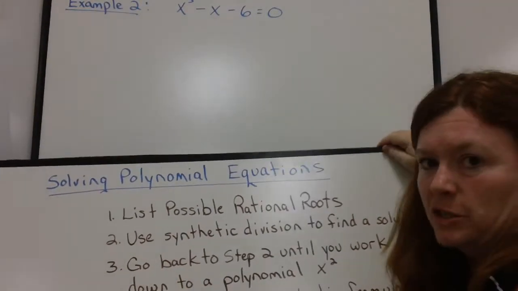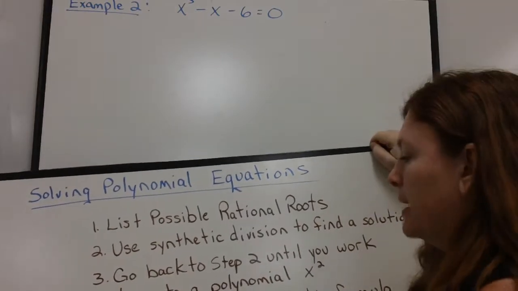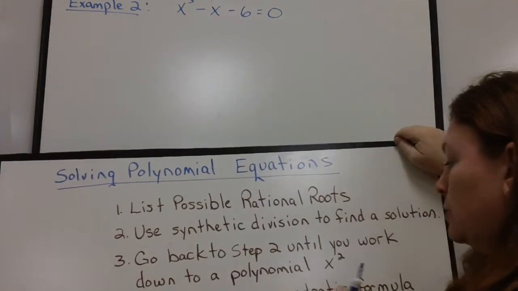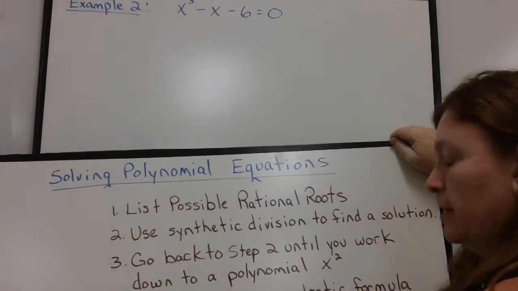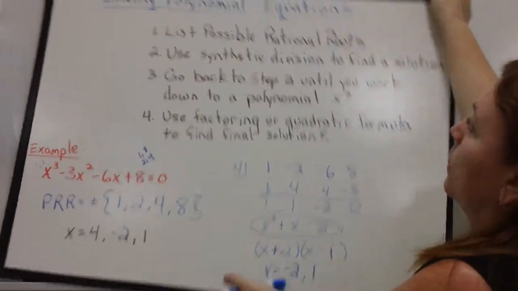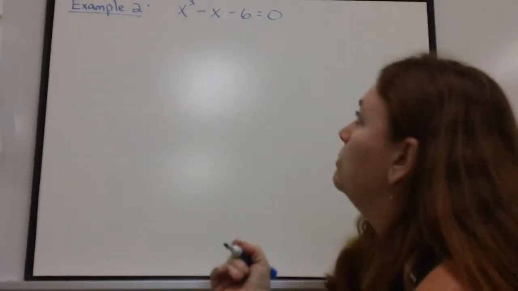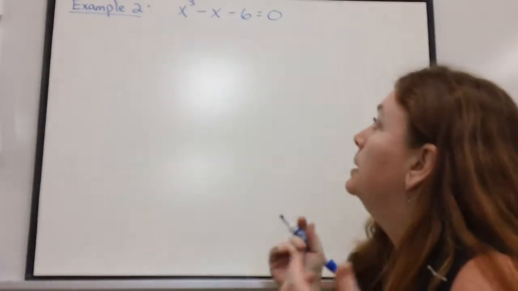Number 3 I'm going to reserve until we get to the third example. All right, I'll bring this back up. Number 4 says use factoring or quadratic formula to find the final solutions, and we did that right here. Okay, so I'll come back to that number 3 in just a moment. All right, x cubed minus x minus 6 equals 0.